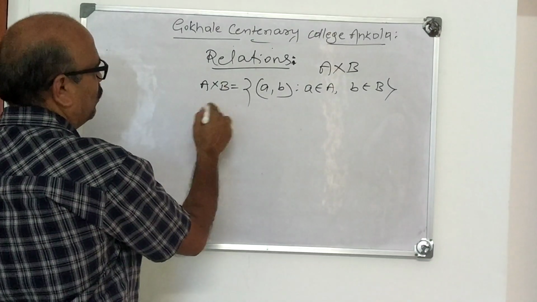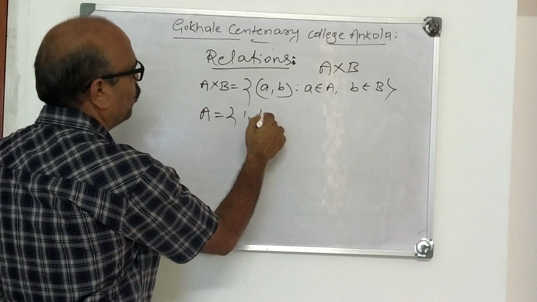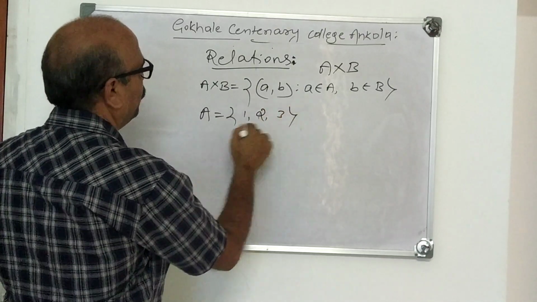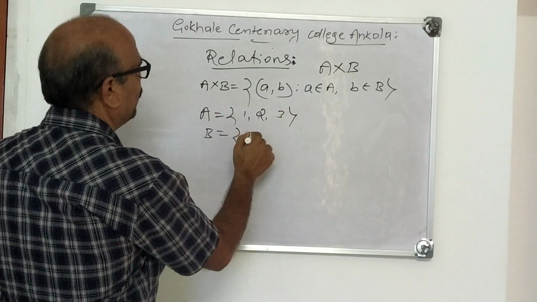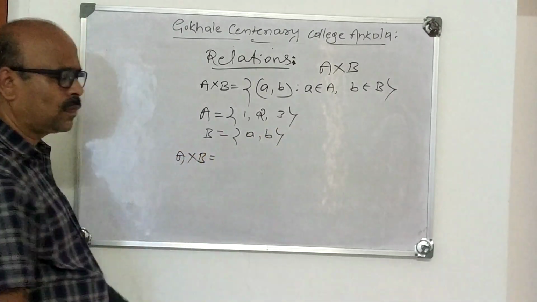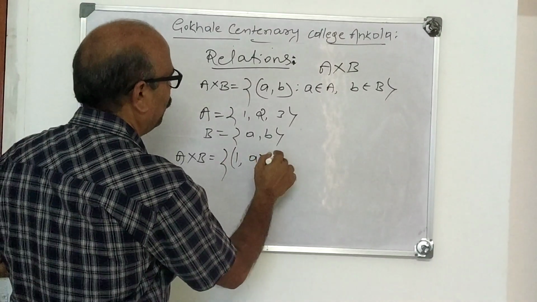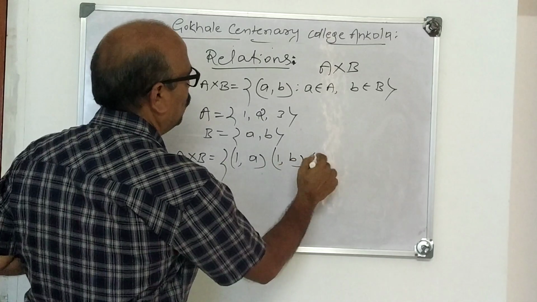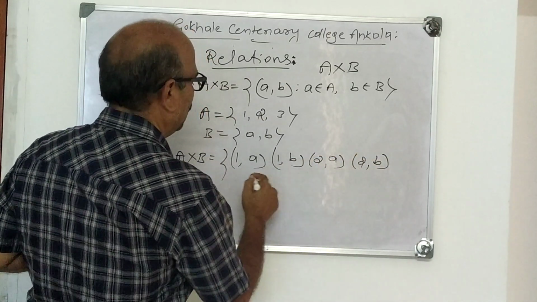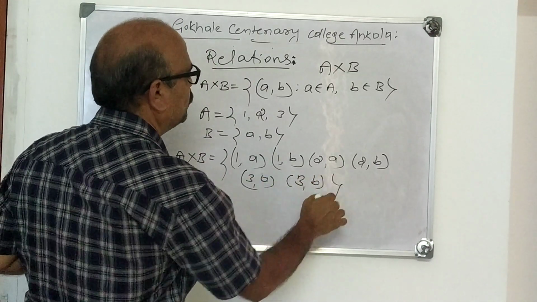I give one example. Always, if we give an example, then it will be more clear. Take A as the set {1, 2, 3}, B as {a, b}. Then, what is A cross B? A cross B is the set of all ordered pairs (1,a), (1,b), (2,a), (2,b), (3,a), (3,b). This is A cross B.